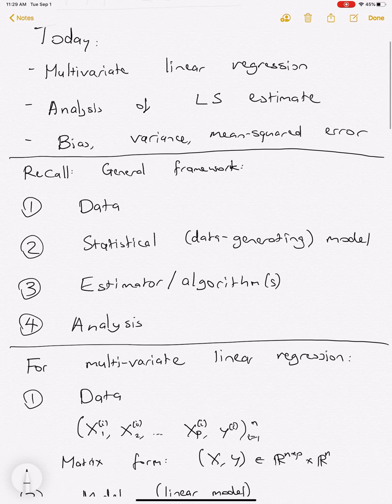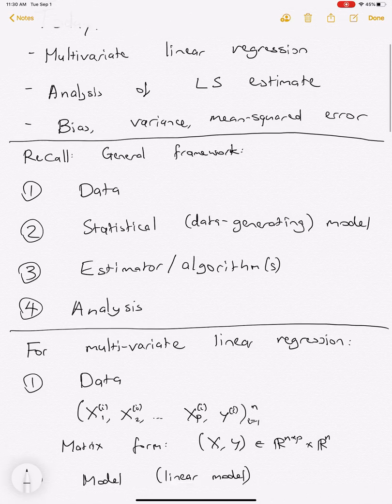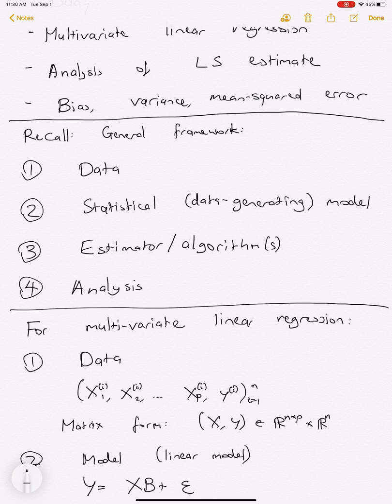Okay, so recall the general framework, and this is something that I'm pretty much going to put up at the beginning of most lectures because it's going to be our reference frame to be able to compare different methods and look at the particular scenario that we're in. So remember that the first component is the data, then there's the statistical data generating model, then there's the estimator or algorithms, and there may be more than one, and then there's the analysis.